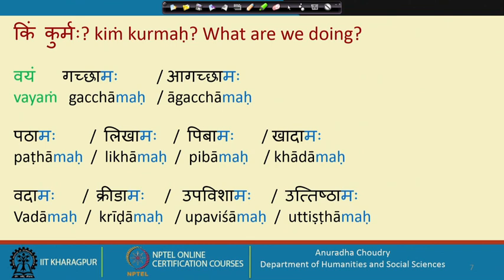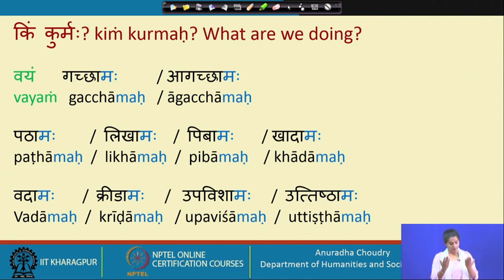So vayam gachamah, agachamah, pathamah, likhamah, pibamah, khadamah, vadamah, kridamah, upavishamah, uttishtamah. Uttamam. So you've got a hang of that.